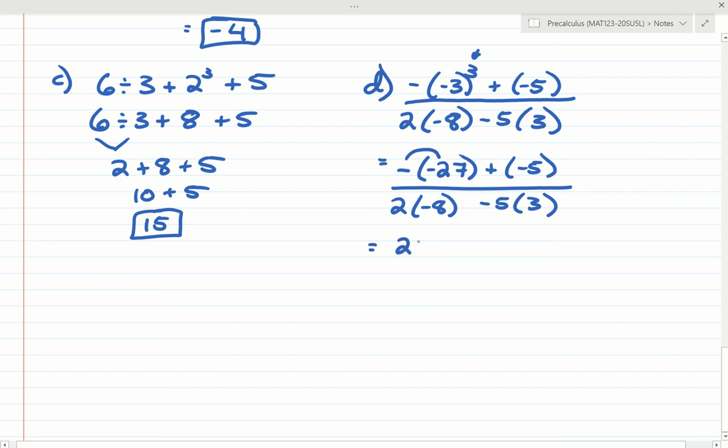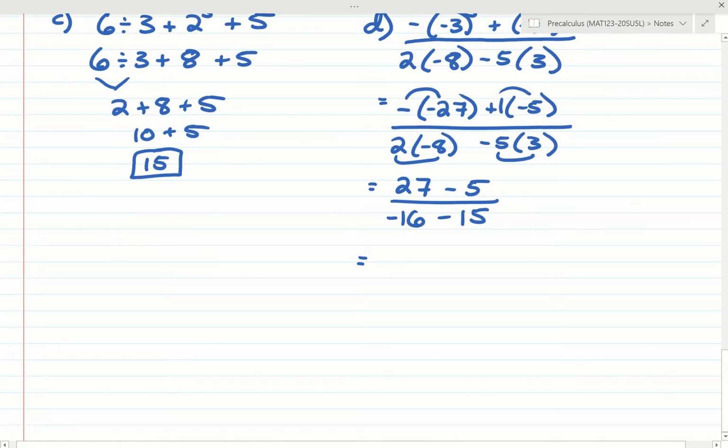Negative 1 times negative 27 is 27. Positive 1 times negative 5 is negative 5. 2 times negative 8 is negative 16. Negative 5 times 3 is negative 15. So sometimes people get confused with math because they try to do too much at the same time. Just break it up into smaller pieces.